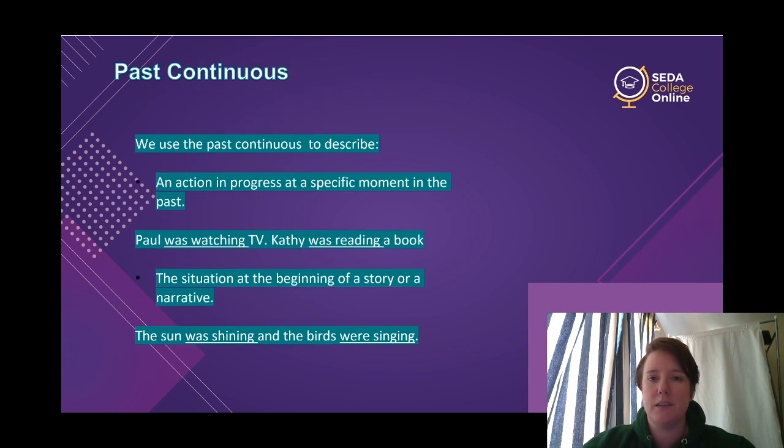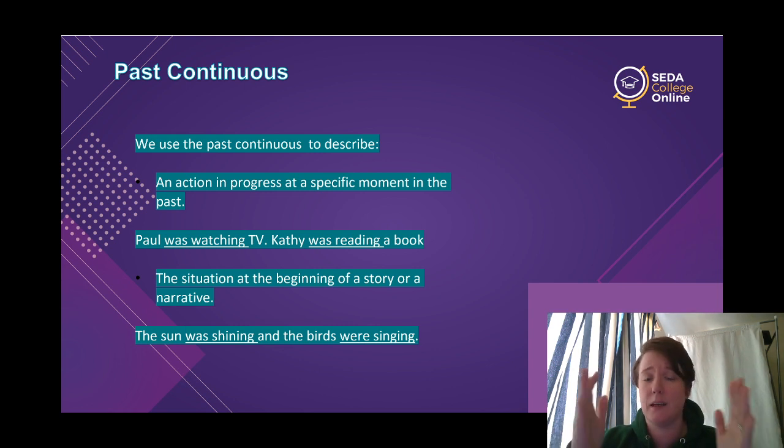We use the past continuous to describe an action in progress at a specific time or moment in the past. Look at the example. Paul was watching TV, Kathy was reading a book. Two actions happening at the same time, continuous action, but in the past. The situation at the beginning of a story or a narrative. Okay? So, the sun was shining and the birds were singing.